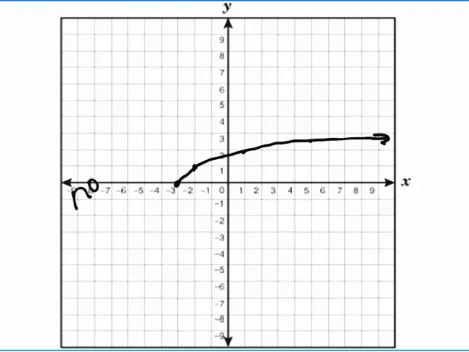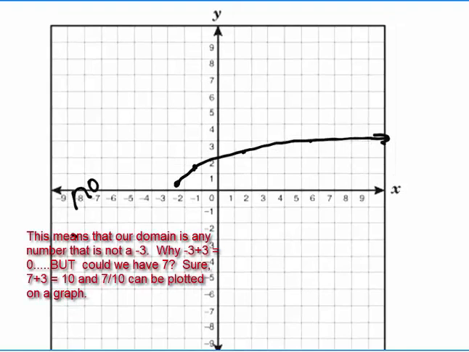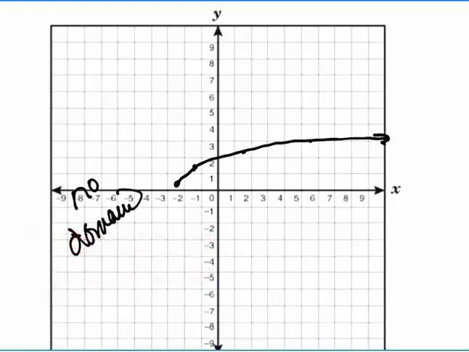Remember, there is no domain past that -3.